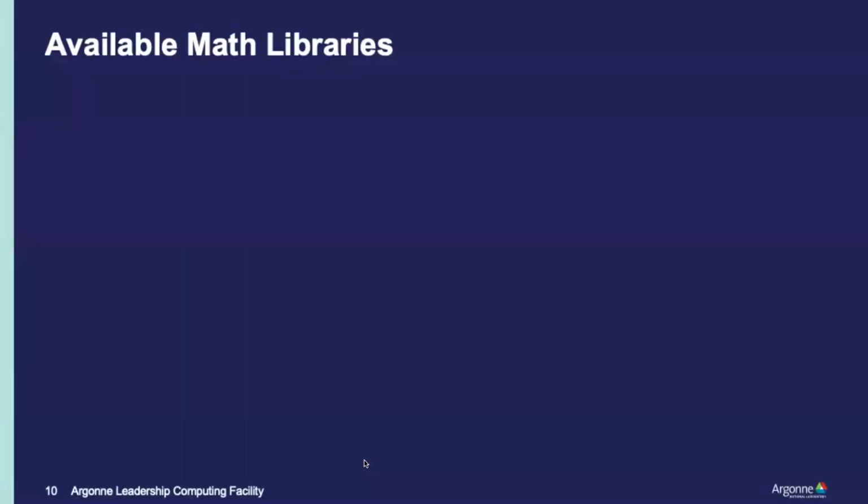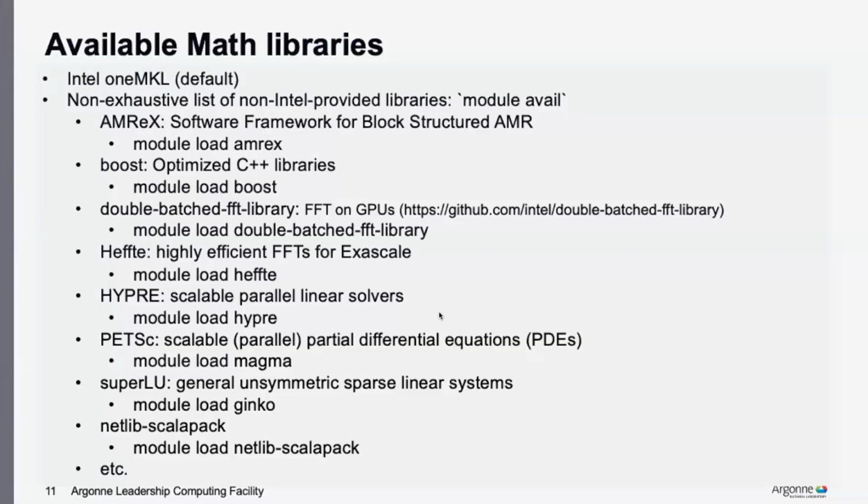So with that, just like the general getting started, available math libraries. The main available math library is Intel's oneMKL. This is, I guess, the default in the system because it's an Intel system. I'll talk about this, some more examples of this in the next slides, but before, there is also a long list of non-Intel provided libraries. You can see many of these with module avail. I'm not going to go through all of them because it's non-exhaustive. So I would suggest doing module avail and then seeing if the library you need is there.